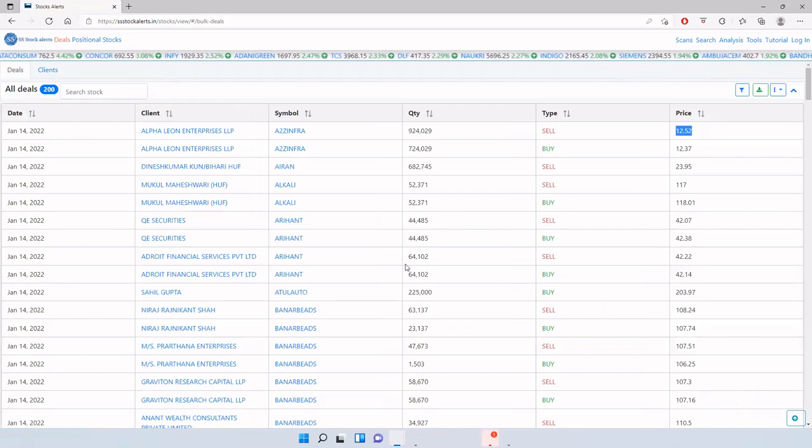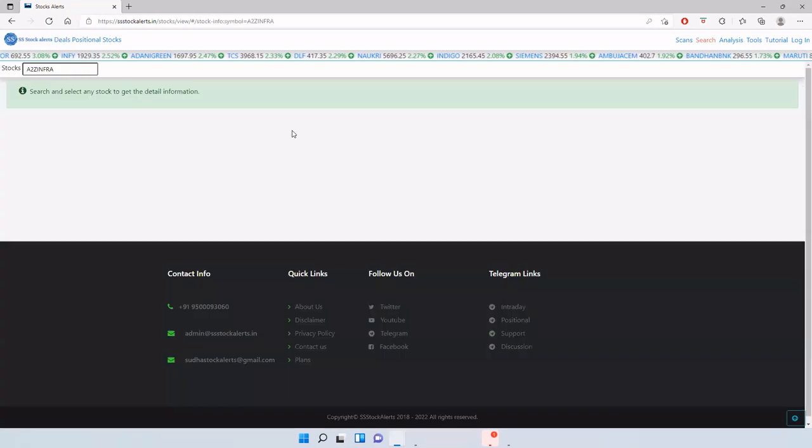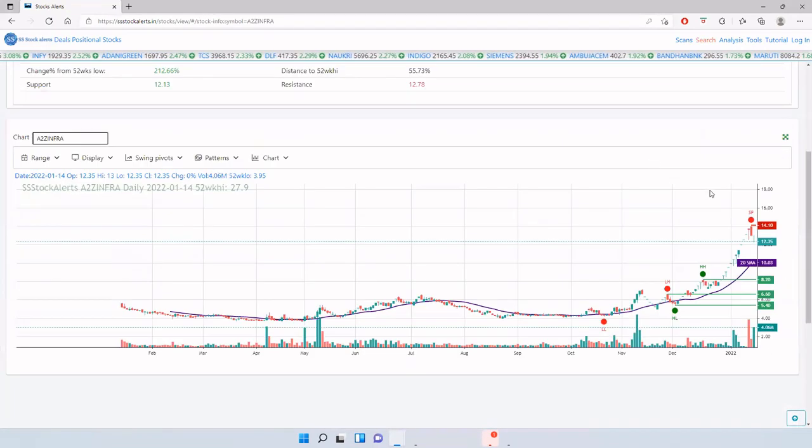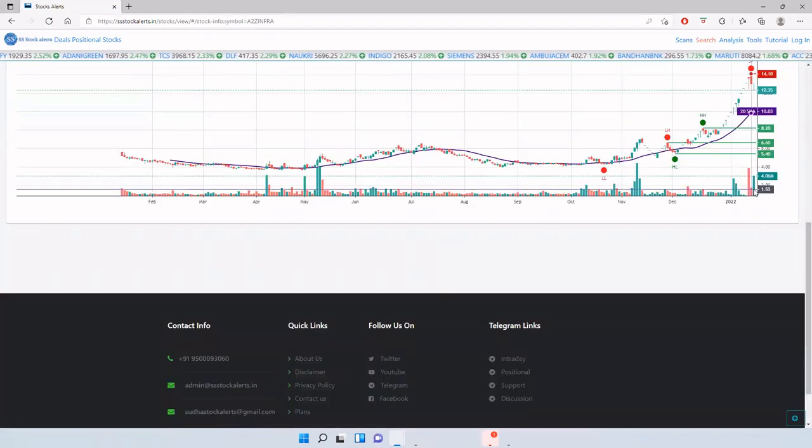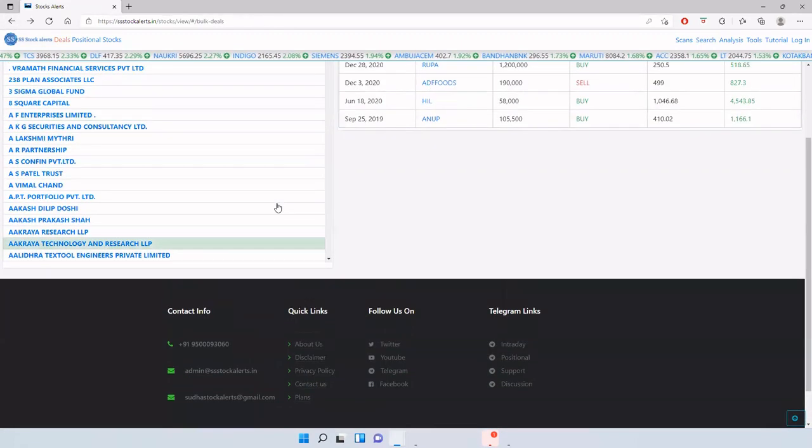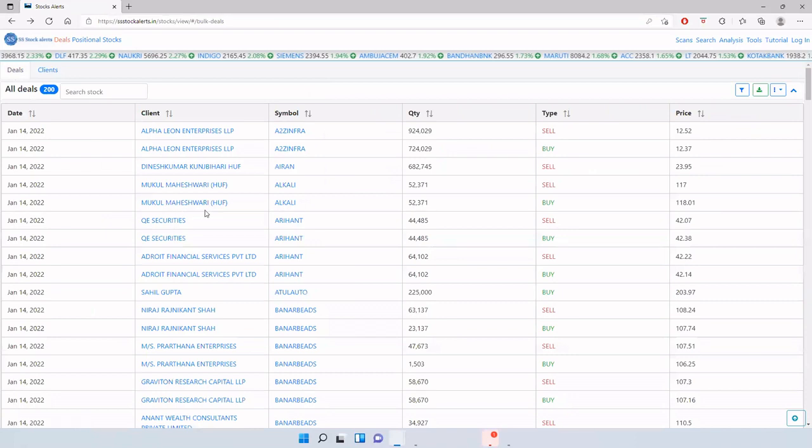Basically, what is the use of this information? If I go to this stock, you'll be seeing a large volume here. This is because of that bulk deal. If you don't have that deal, usually the volume will be very less. This is just an example. Whenever you see any large volume, that means a deal has happened by a big player or smart money. If you want that information, we can easily know it using this page.